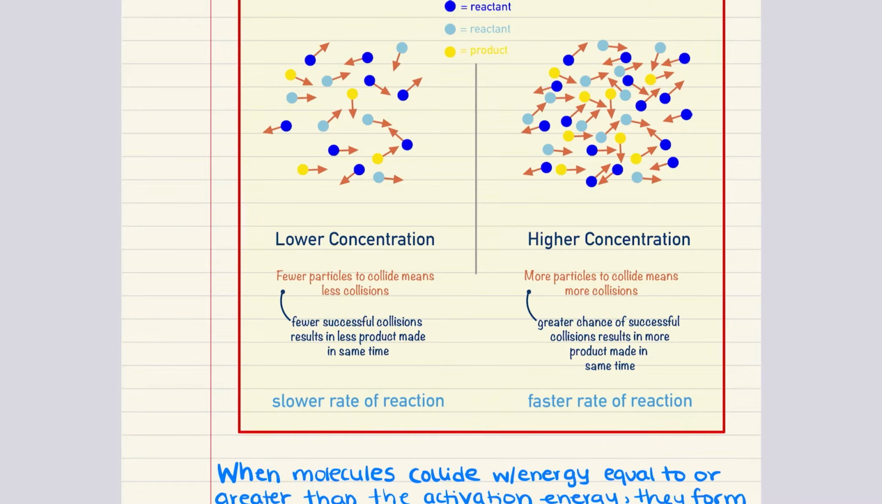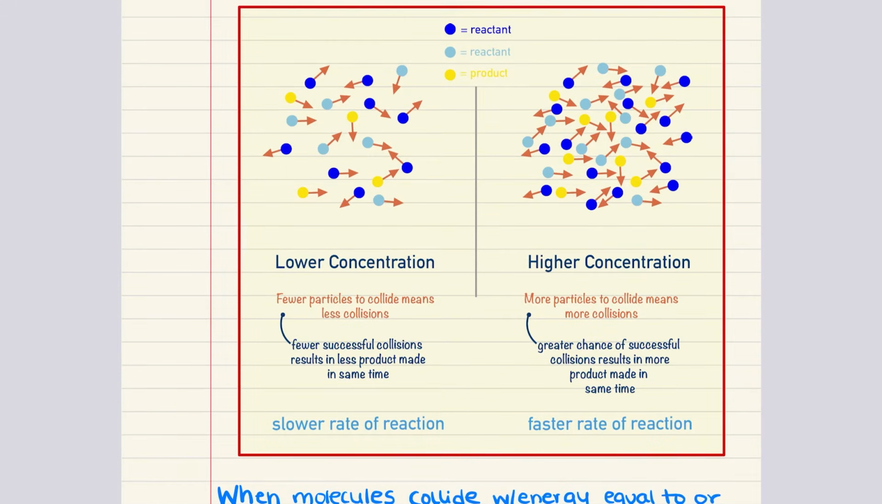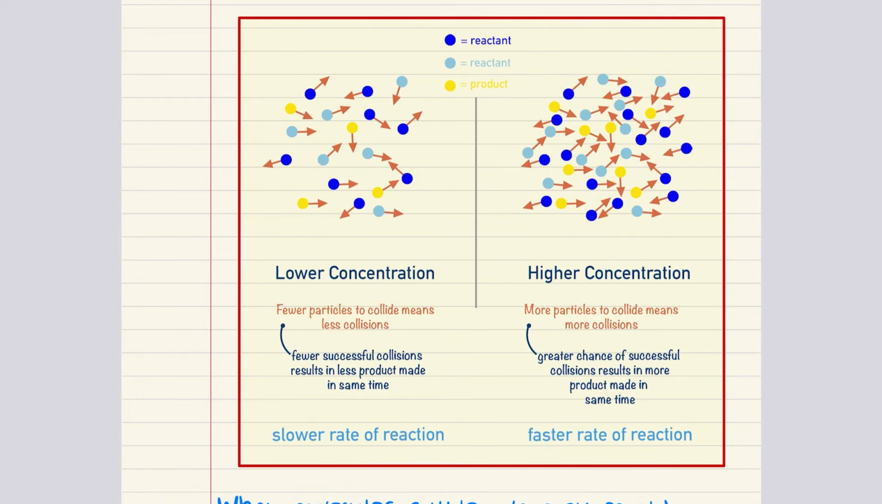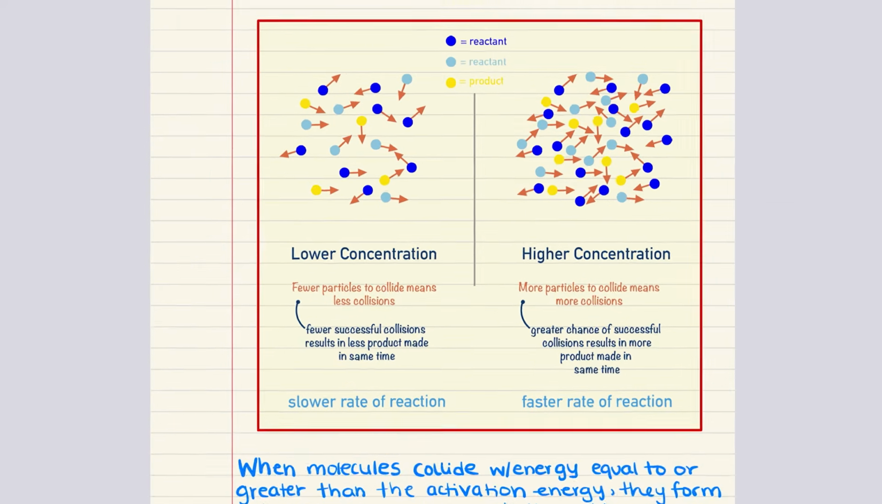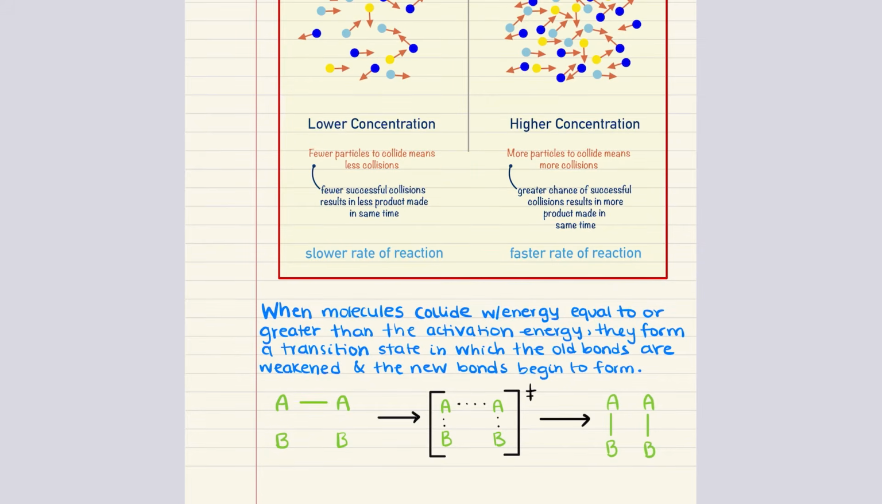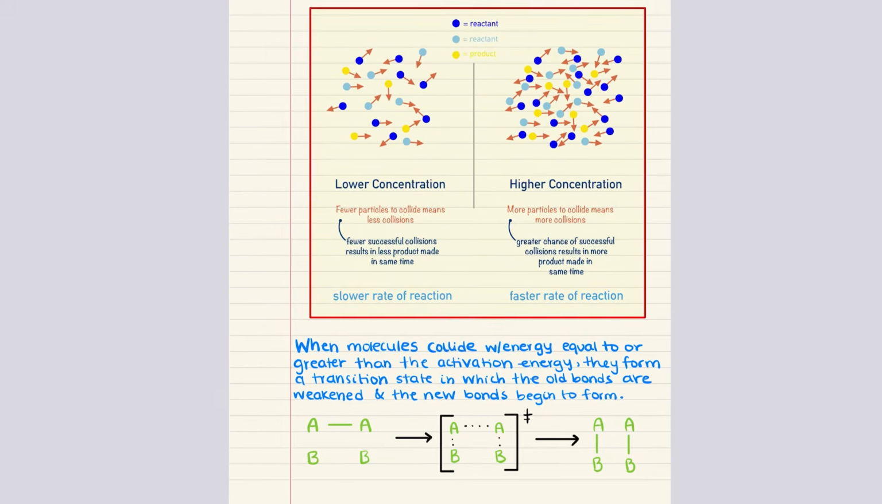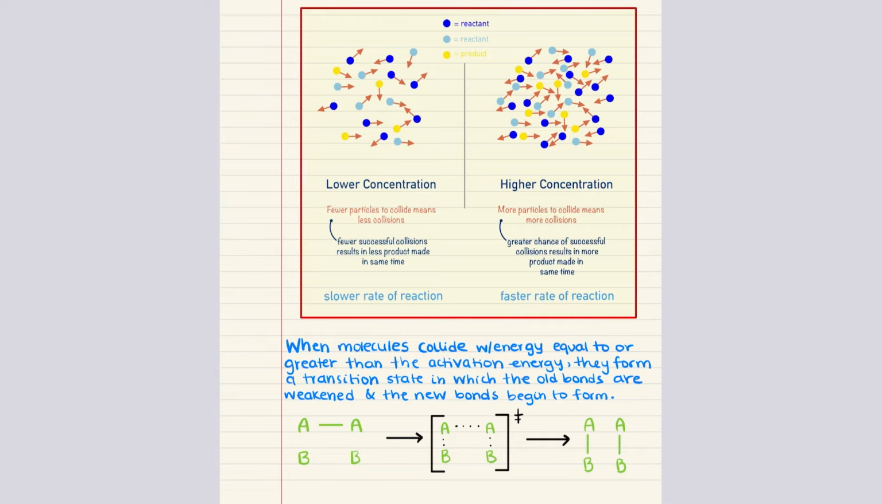When molecules collide with energy equal to or greater than the activation energy, they form a temporary high energy configuration called the transition state, or activated complex. In this state, old bonds are partially broken and new bonds begin to form. The transition state then dissociates into products, fully forming the new bonds. So you can visualize this here.